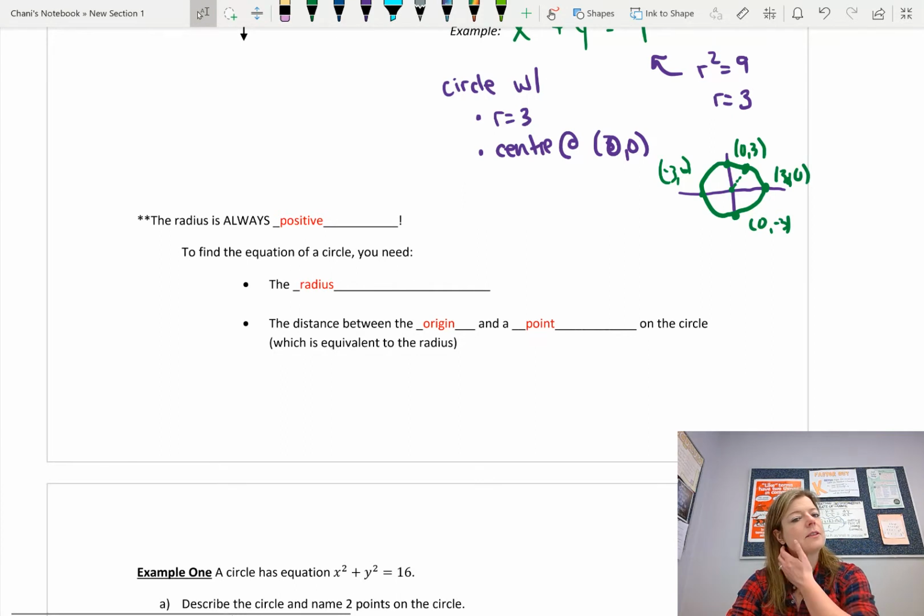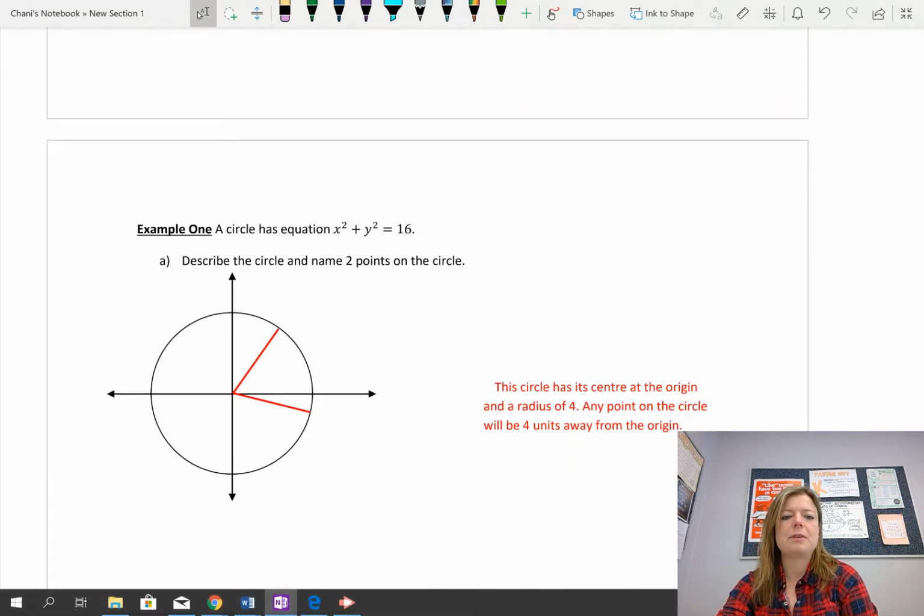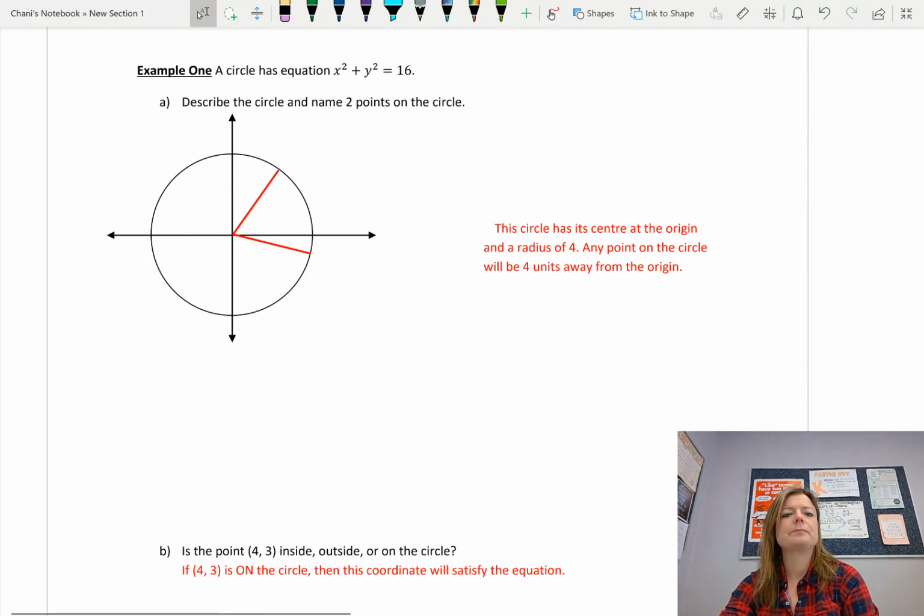Just a few things to note. The radius is always positive. To find the equation of a circle, either you need to know the radius, because it's given to you, or you're given a point on the circle, and then you can find its distance to the origin, which is the radius. You might need to use your distance formula. So let's take a look at this circle. This is the one I drew.